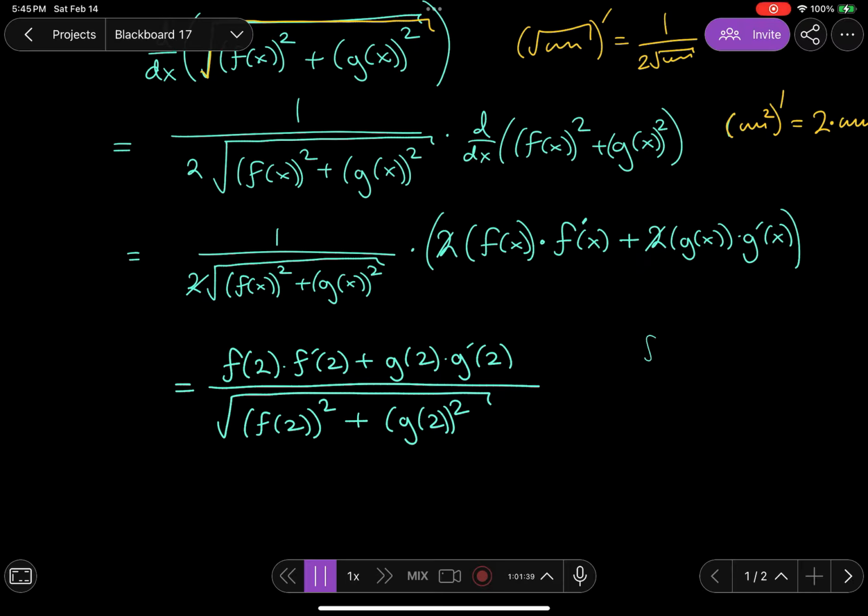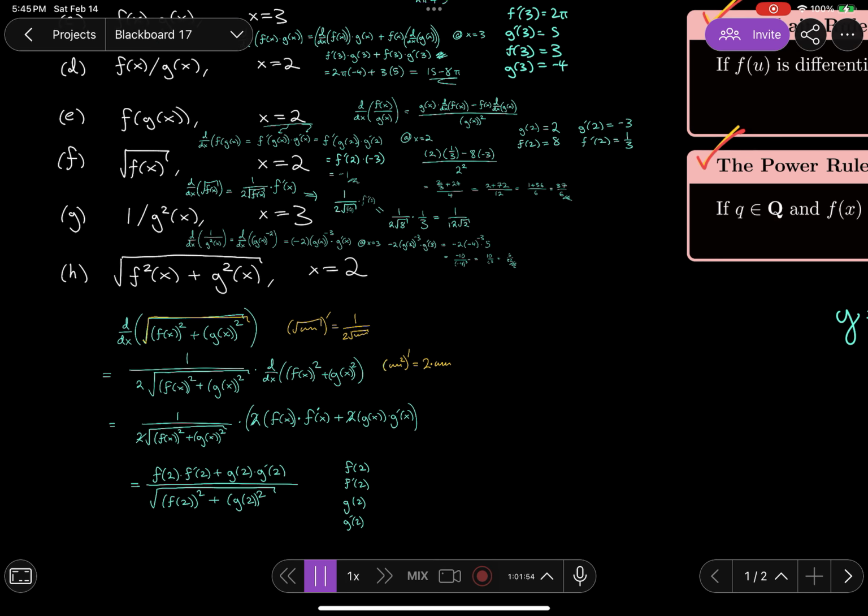And I think I need what f of 2 is, what f prime of 2 is, what g of 2 is, and what g prime of 2 is. Those are all the little pieces that I need to figure out what this object is. And let's find out.